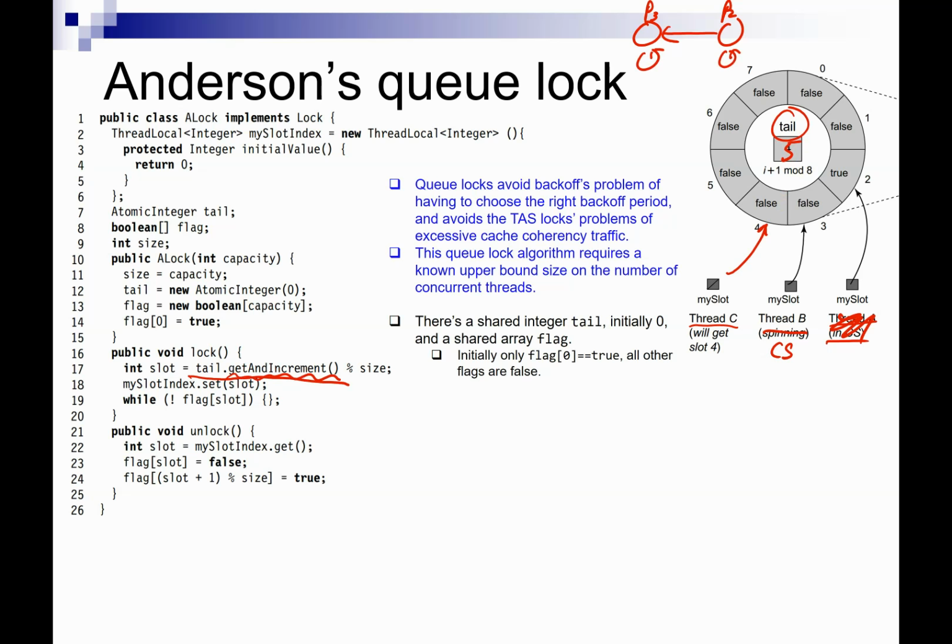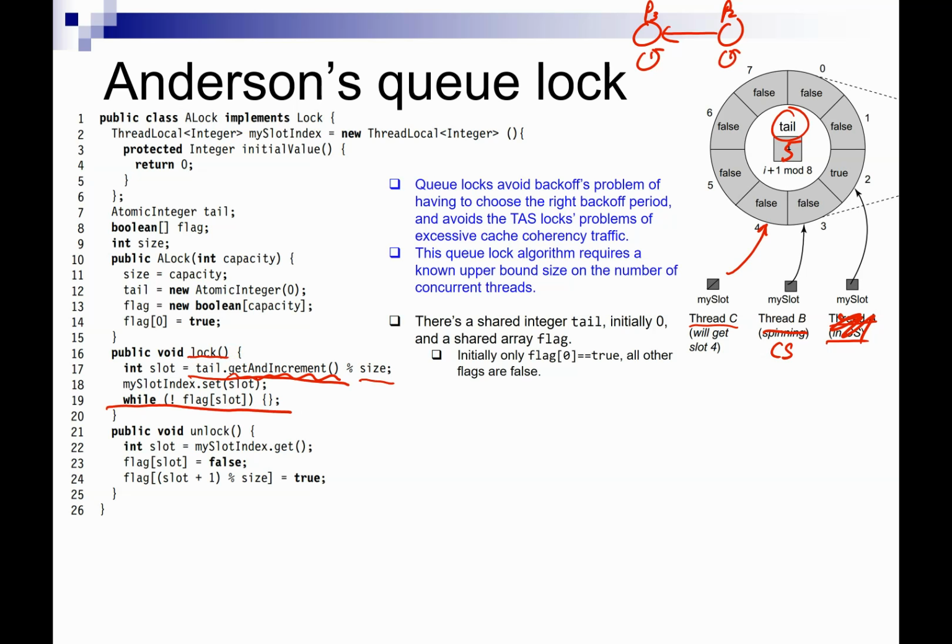Since we have a circular queue over here, if tail gets to be 8, then we take this modulo the size, which is 8, and so tail will actually become 0. So again, there are two parts. When I want to get the lock, I first get a position by doing get and increment on tail. This puts me at the end of the queue. And then I just wait on my slot. I keep reading my slot over and over. If my slot ever becomes true, then I can go into the critical section.